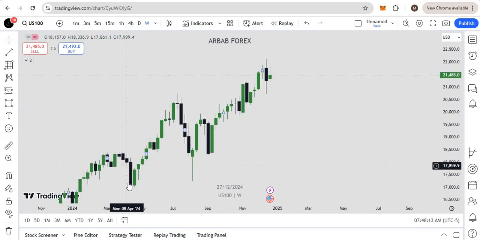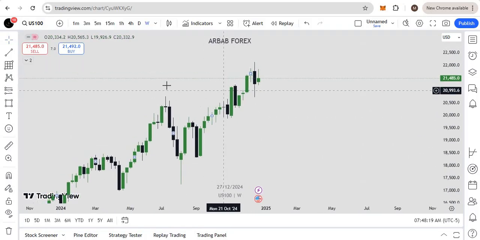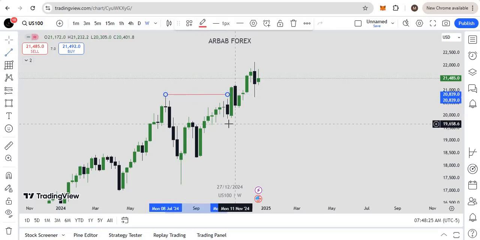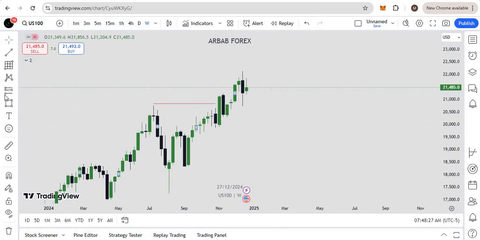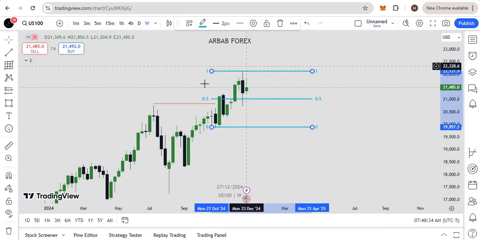As you've seen, price is making lower low, lower high, lower low, lower high, right? So price just broke above this point and made this a valid swing point. Okay, so we have here a swing low and swing high, right?